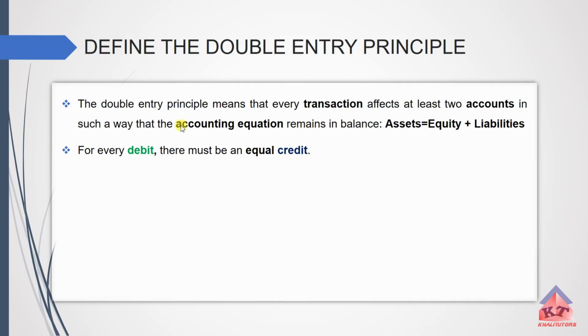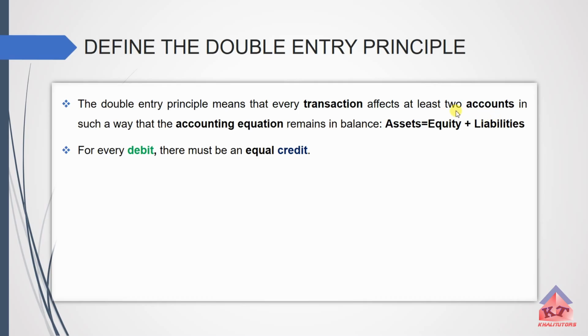The double entry principle, in terms of its definition, means that every transaction affects at least two accounts in such a way that the accounting equation remains in balance. The accounting equation is assets equal equity plus liabilities. Okay, so from this definition, the most important thing to note here is that we are referring to a transaction and we say it affects at least two accounts. Minimum is two accounts.